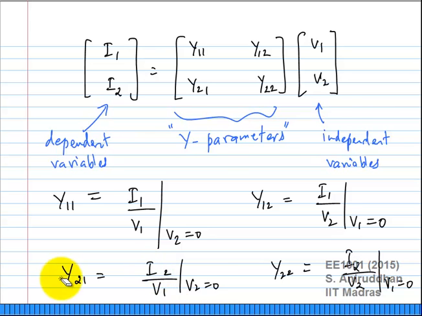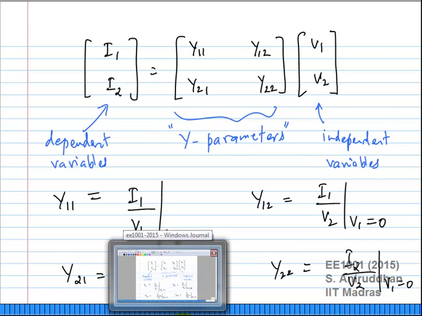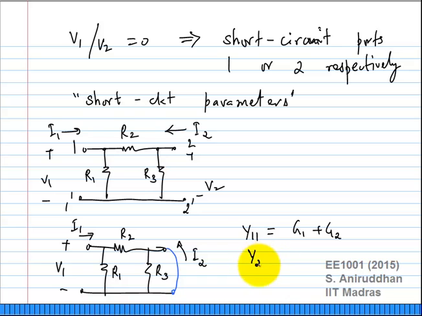And this particular configuration also gives you Y21. Okay, to get Y21, first of all note that the current direction is opposite of what will actually flow in the network, so you'll get a negative sign. What is this current I2? It's minus G2 times V1. So Y21 is nothing but minus G2.